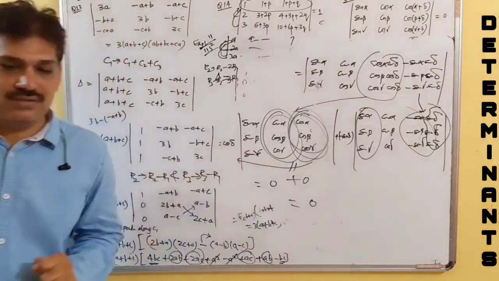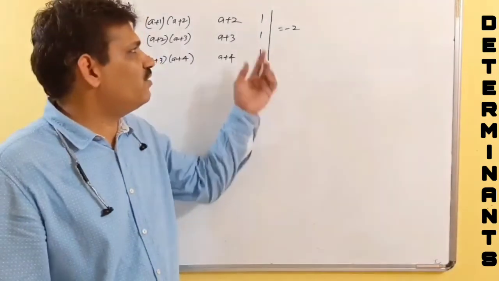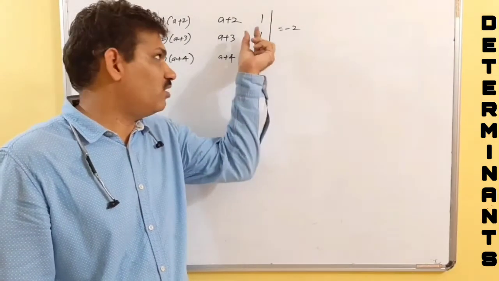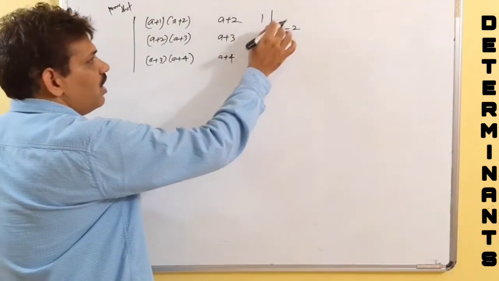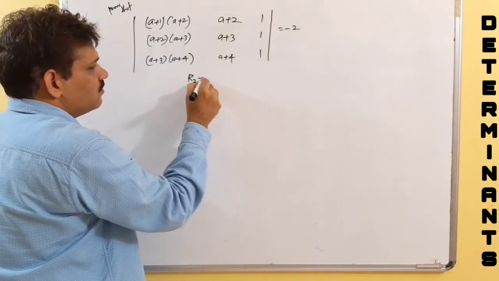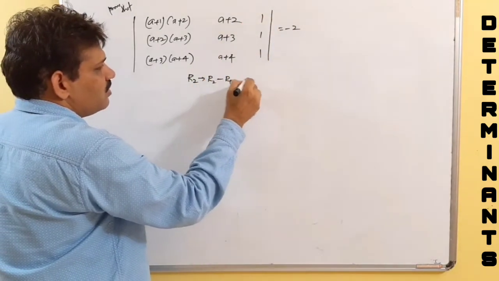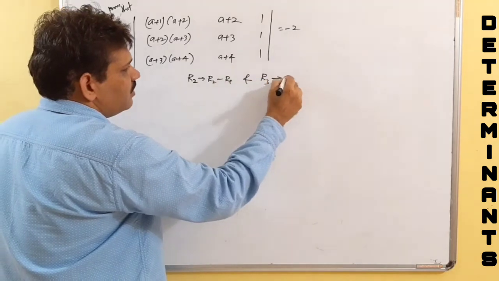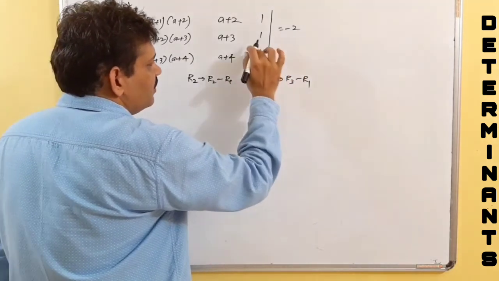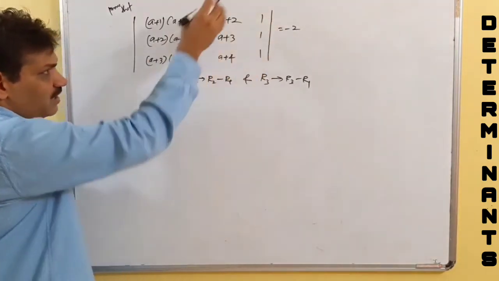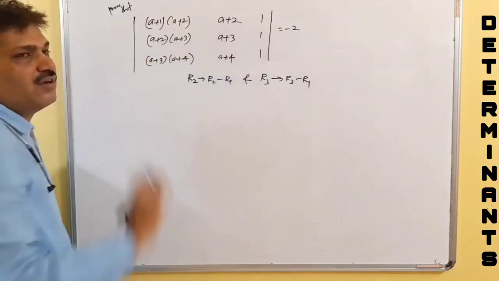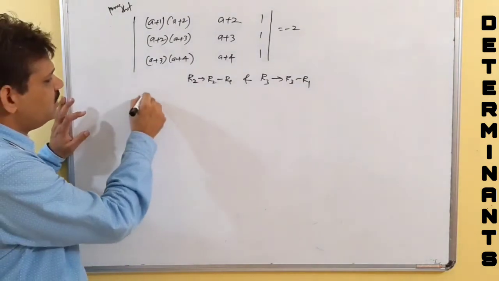Let's have one more question. Here we have a question in which we already have ones in column 3. So what we do? We make two zeros. How? R2 becomes R2 minus R1 and R3 becomes R3 minus R1. With the help of R1, we make two zeros here. Then we will expand along C3. What it gives? Let's check.